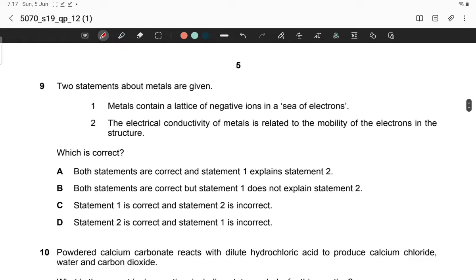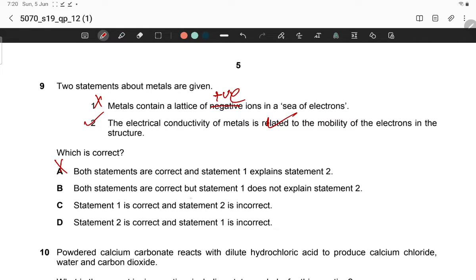Option B is correct. Two statements about metals are correct. Statement 1: Metals contain a lattice of positive ions in a sea of electrons. Statement 2: The electrical conductivity of metal is related to the mobility of the electrons in the structure. Yes, this is correct. This statement is correct. This is incorrect. Both statements are correct, and statement 1 explains statement 2.